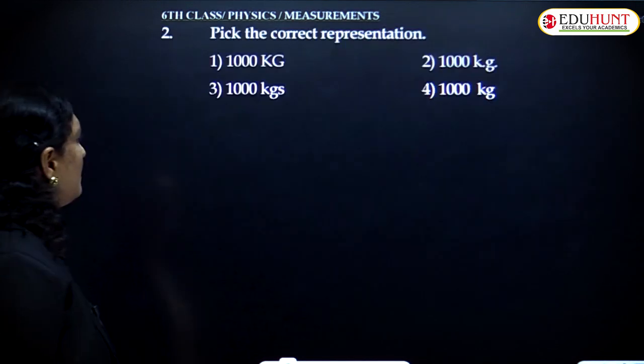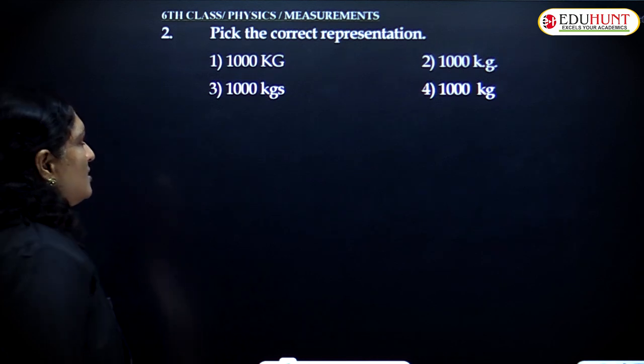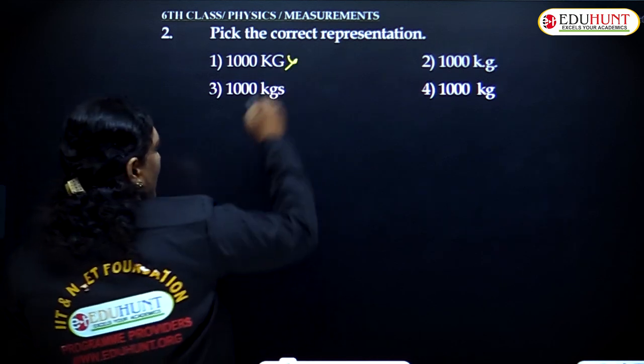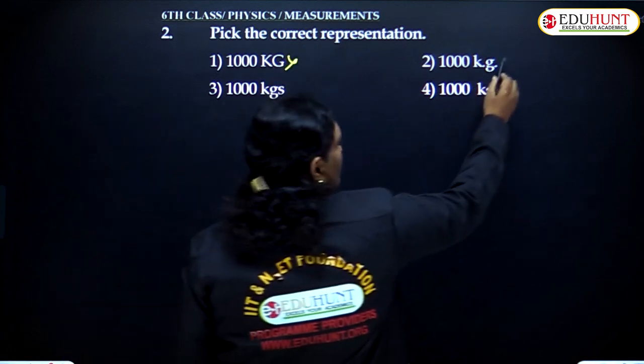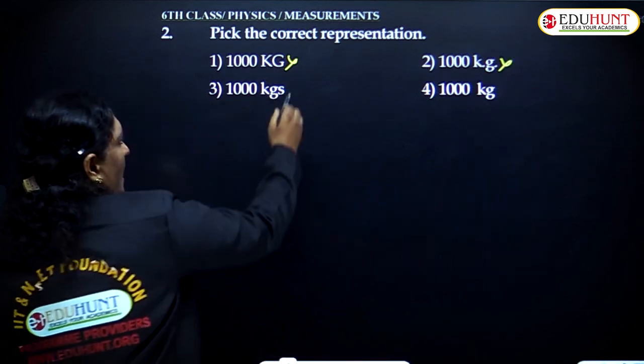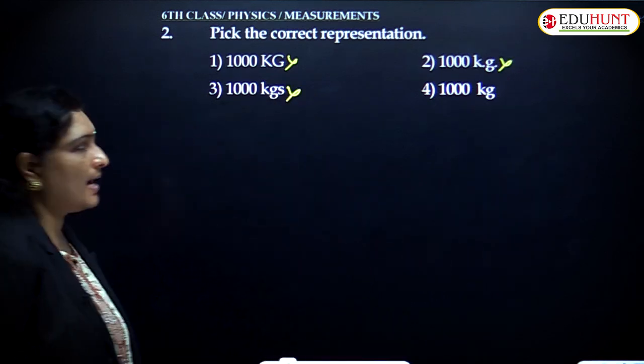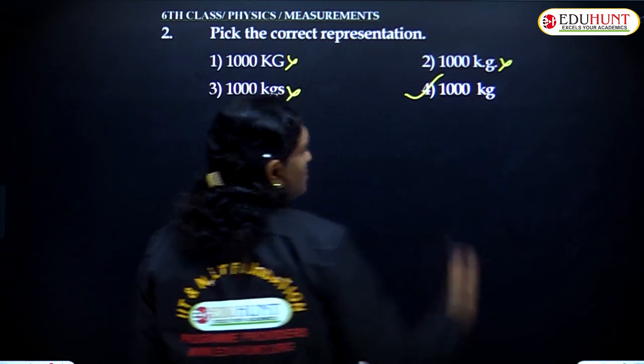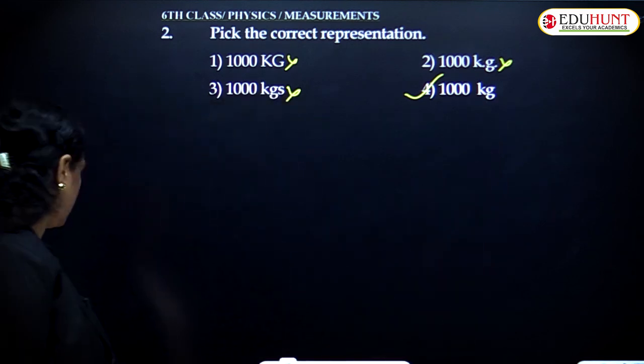Moving ahead, pick the correct representation. I told you earlier that no capital form should be used, no full stops in between the units and no plural form should be used. And this is the correct representation of unit kg, small letters.